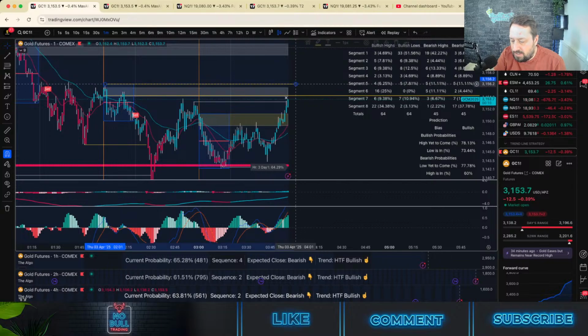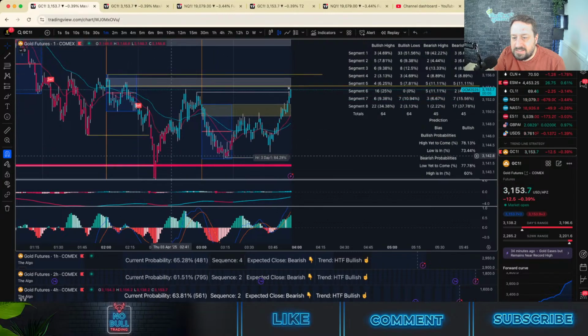Now remember our 4-hour highs here, so we want to see price break through, which then gives us high probability. This is our 4-hour low.